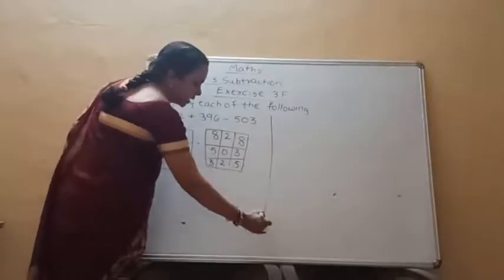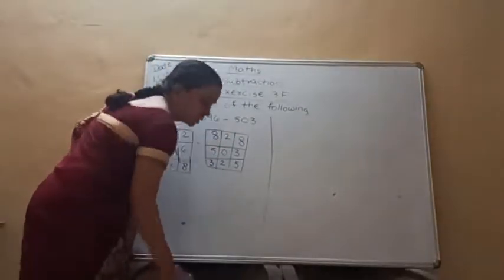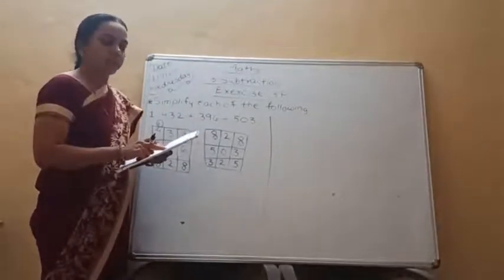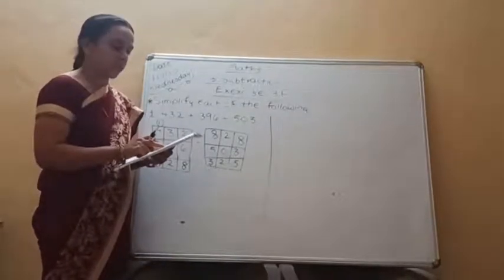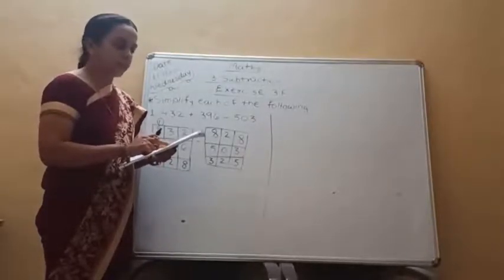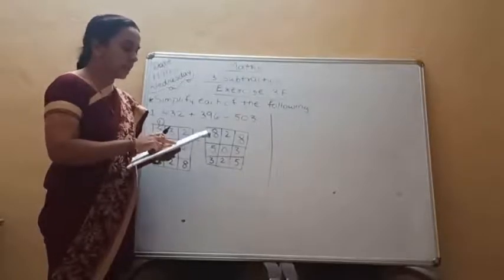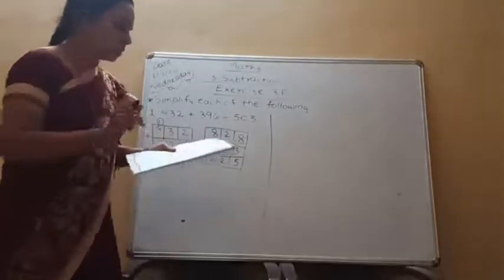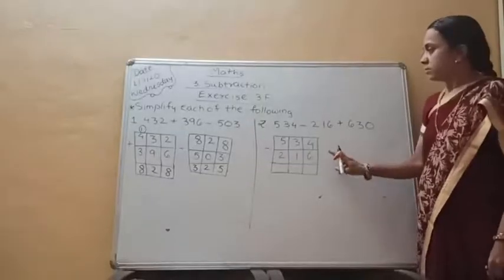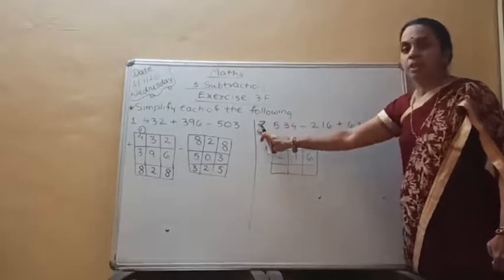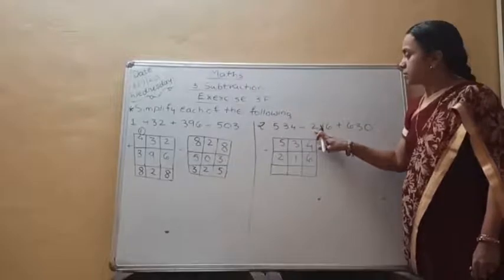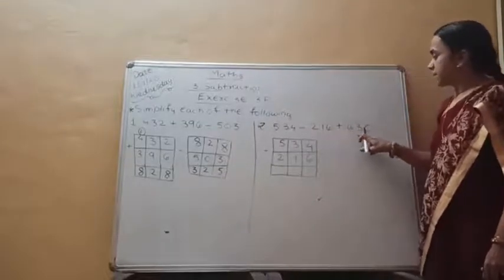Now see example number 2. Now see example number 2 is not correct. Means that is having some printing mistake. So we will drop this example number 2. We will write now example number 3. So you write down. Now see your third example is your now example number 2. 534 minus 216 plus 630.